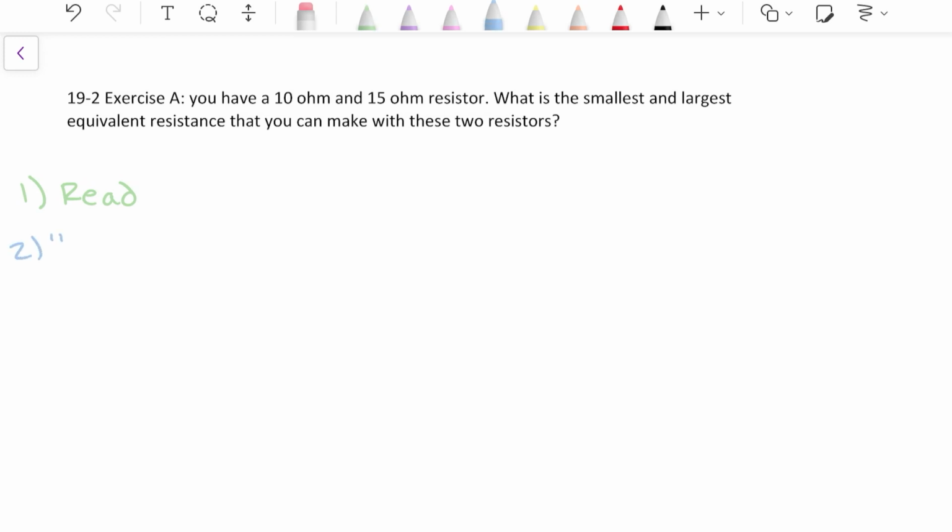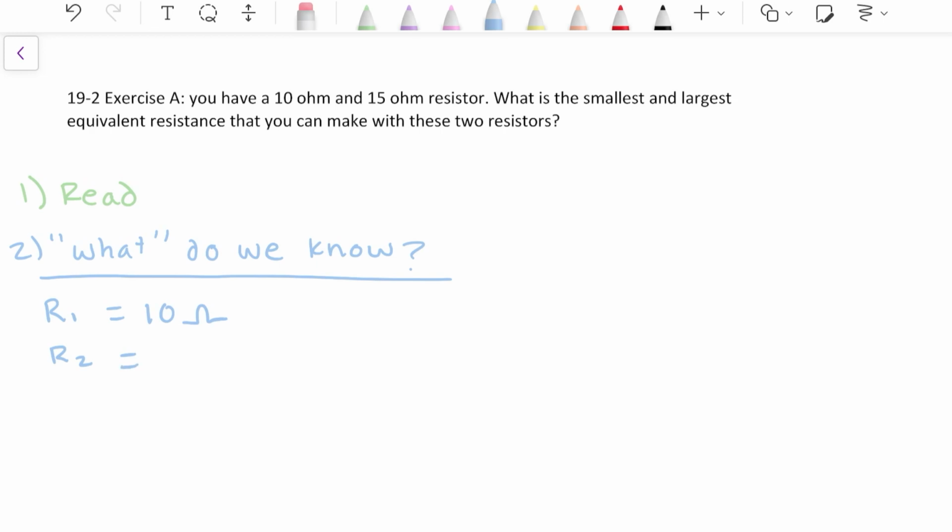So this brings us to step 2, which is identifying the what. So what do we know? Well, we know that R1, or the resistance of 1, is 10 ohms, and R2, the second resistance, is equal to 15 ohms. Now we can go on to step 3, which is asking us to find the right equation to use.